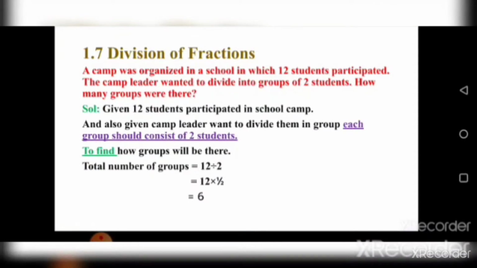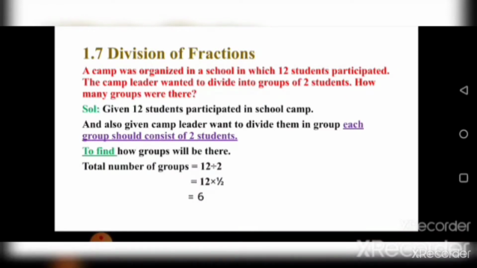Okay. Now the camp leader wants to divide the 12 students into groups, and there is a condition that the camp leader puts 2 students in one group. Then we are supposed to find out how many groups the camp leader can make. Each group should consist of 2, so in this situation we will use division.